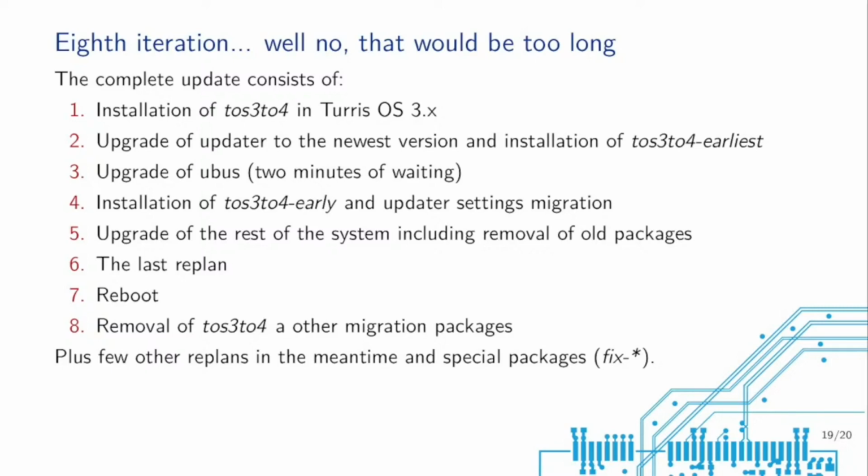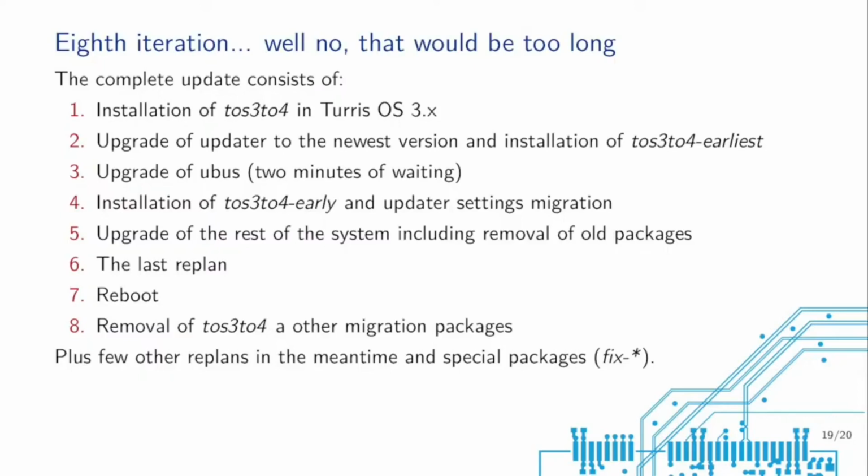And as the second step, we install the new version of the updater and install TOS324 erase, where one of those migration scripts is inside that package. Then we have to do that special dance for UBoost. So we upgrade UBoost, wait 2 minutes to detect that UBoost actually does not communicate with us with the new version of the client, and kill the UBoost replan and run again.